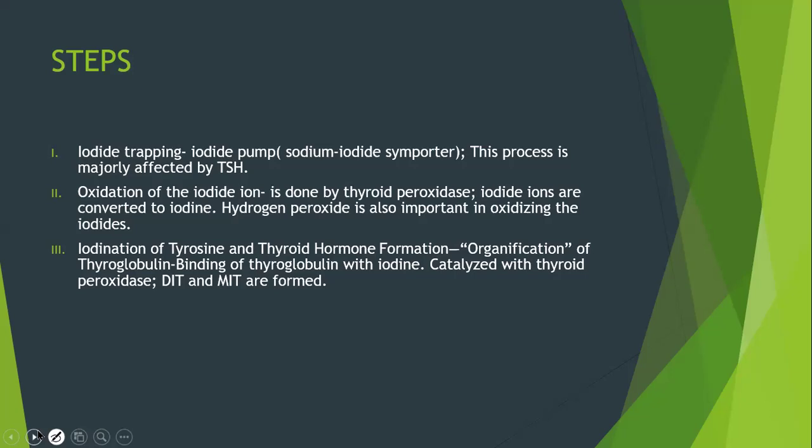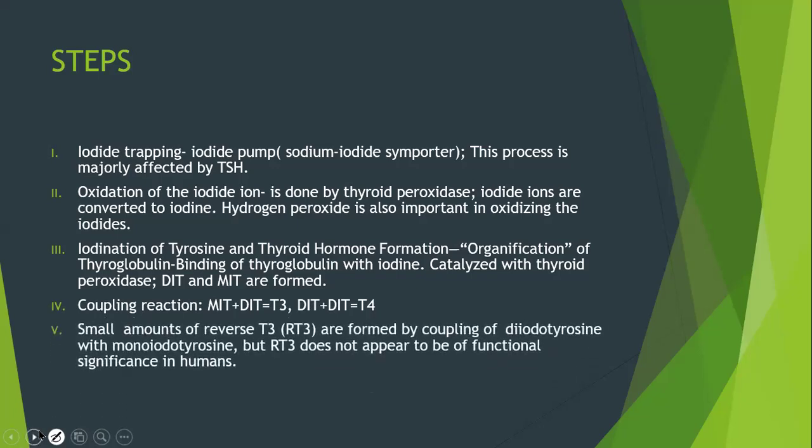Now, after forming DIT and MIT, the next step should be the coupling reaction. In the coupling reaction, you're basically taking different combinations of MIT and DIT to form T3 and T4. For us to form T3, we need to have 3 iodine molecules, and that's why you combine one MIT and one DIT to give us T3. But for DIT and DIT, we are going to get T4.